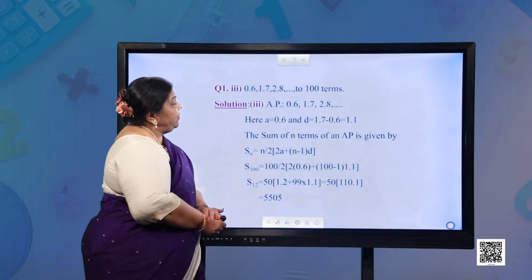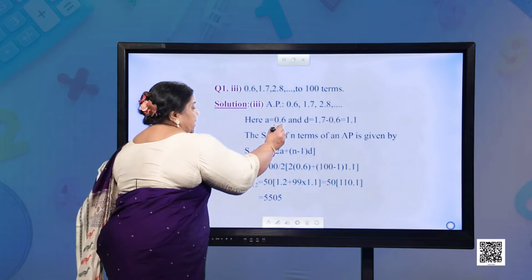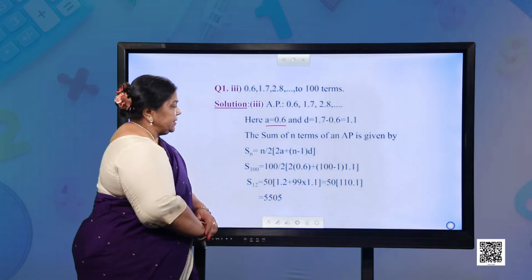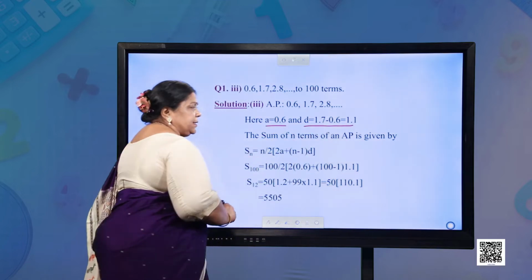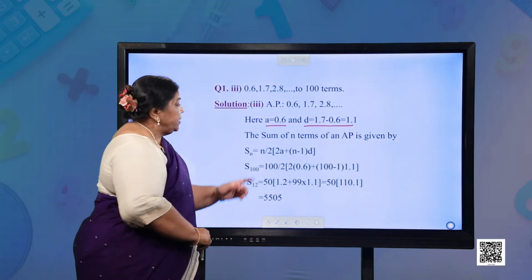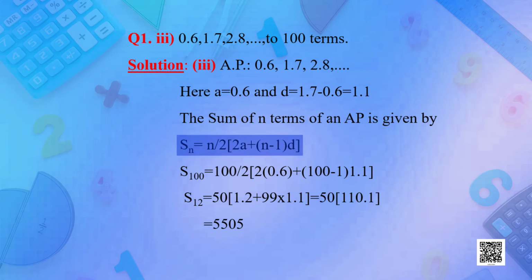0.6, 1.7, 2.8 to 100 terms. Here obviously a is 0.6 and d is 1.7 minus 0.6, that is 1.1. Sum of n terms of an AP is given by S_n is equal to n upon 2 into 2a plus n minus 1 into d.